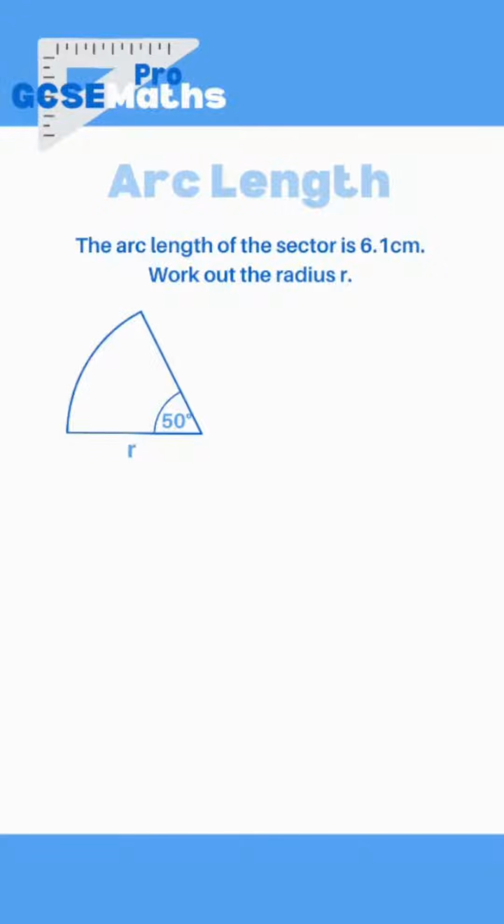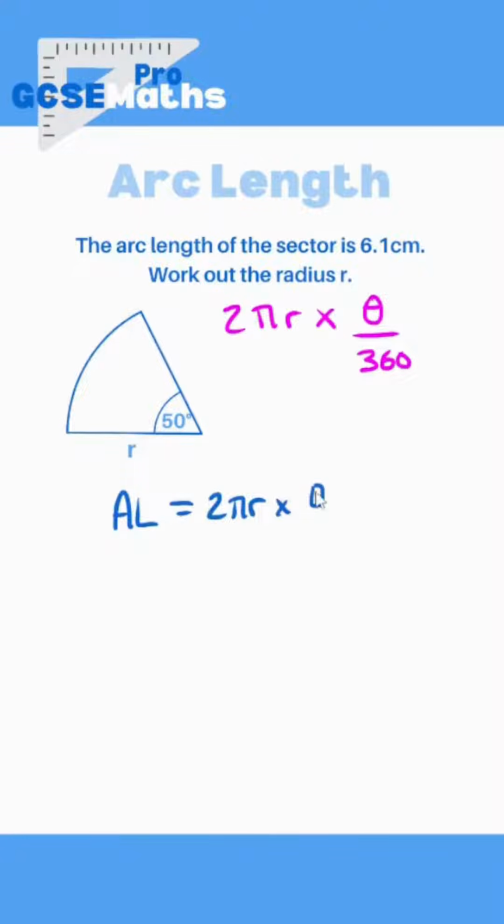You will need to have that formula memorized. You might use pi times diameter, you might use 2 pi r. That's a complete personal preference. I normally use pi times diameter, but I think in this case I might as well use 2 pi r because we're looking for a radius. And then the rest of the formula for the arc length is the angle divided by 360. The arc length is 2 pi r times theta, or the angle in other words, over 360.